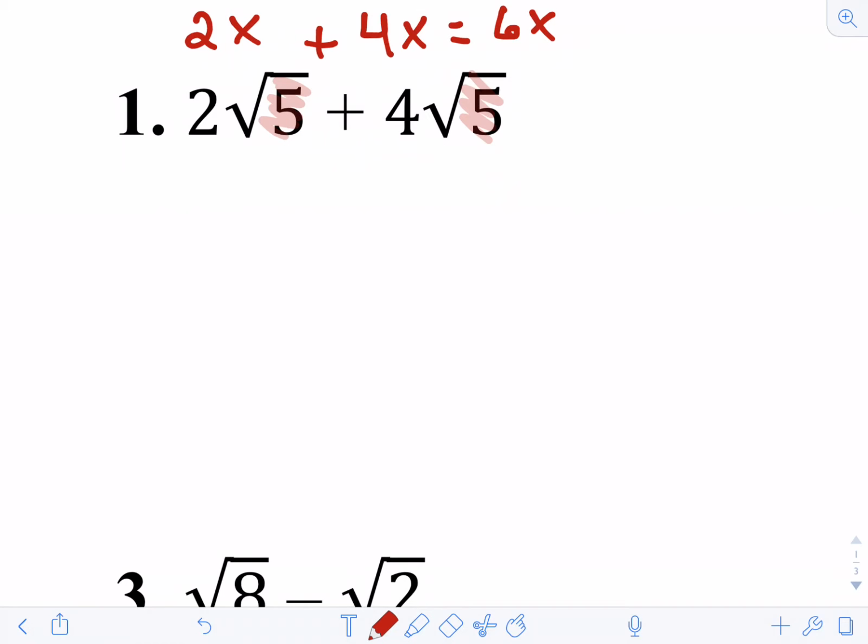So think of it like this. You have these things called square roots of 5. So you have 2 of these things called square roots of 5. You're adding 4 of them. So together you would have 6 square roots of 5.